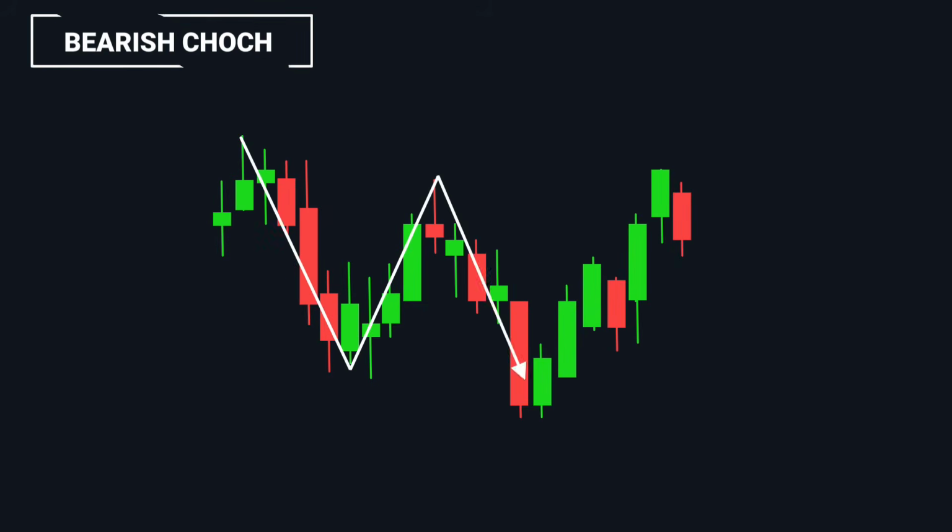In a downtrend, it's the opposite. When a lower high is broken to the upside, the bearish momentum may be ending. CHOCH is the first clue of a possible reversal.